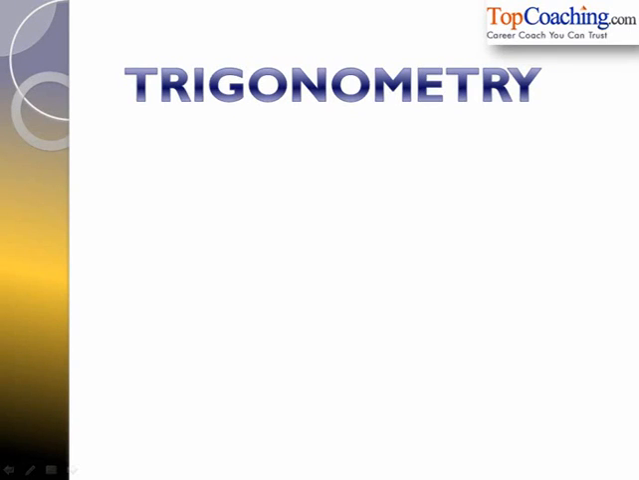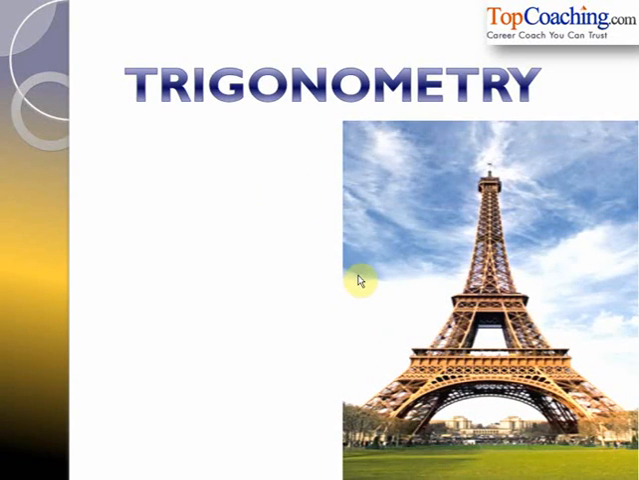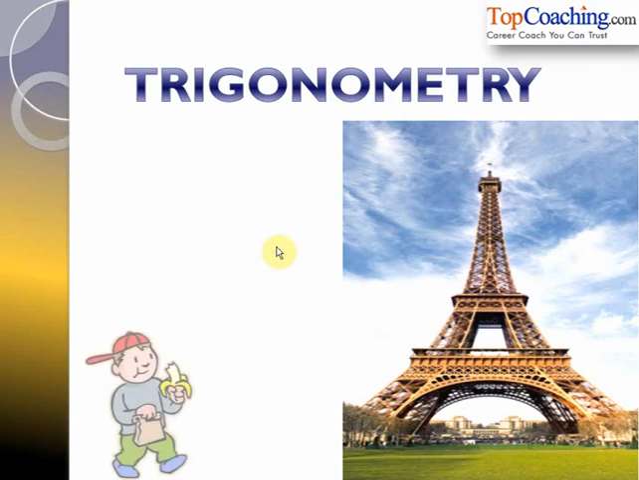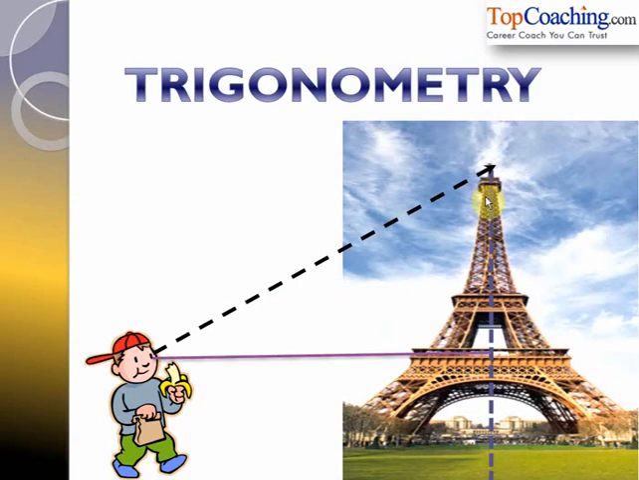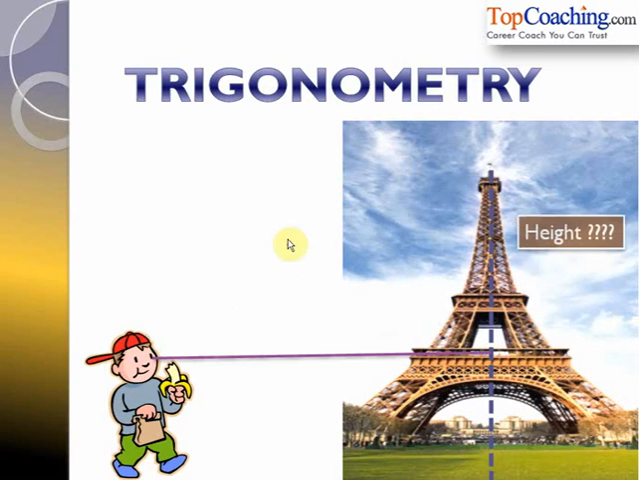So, let's start with this important branch of mathematics, which is known as trigonometry. Now, let me ask you, what is the name of this famous monument? Yeah, this is the famous Eiffel Tower in Paris, which attracts thousands of tourists all over the world. Now, definitely we know that Eiffel Tower is a very tall monument. So now what is the height of Eiffel Tower?